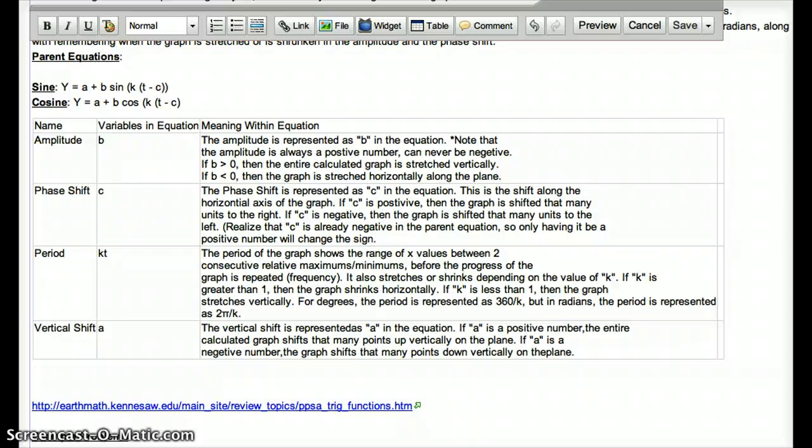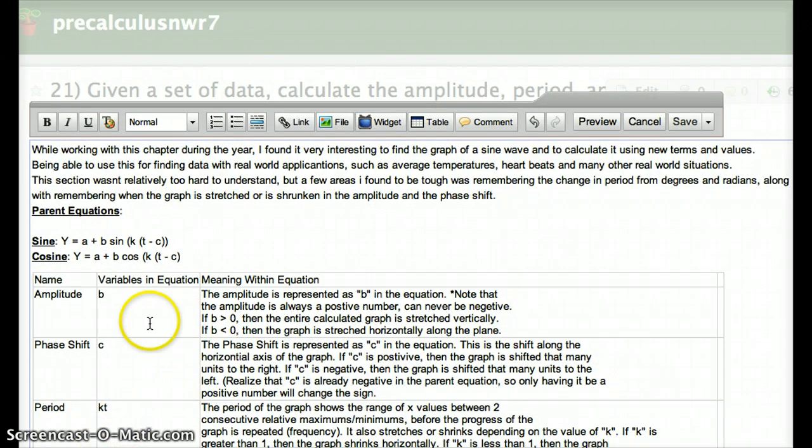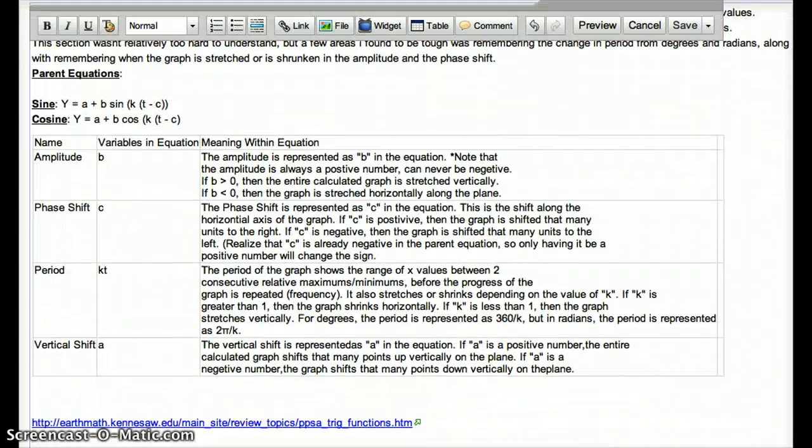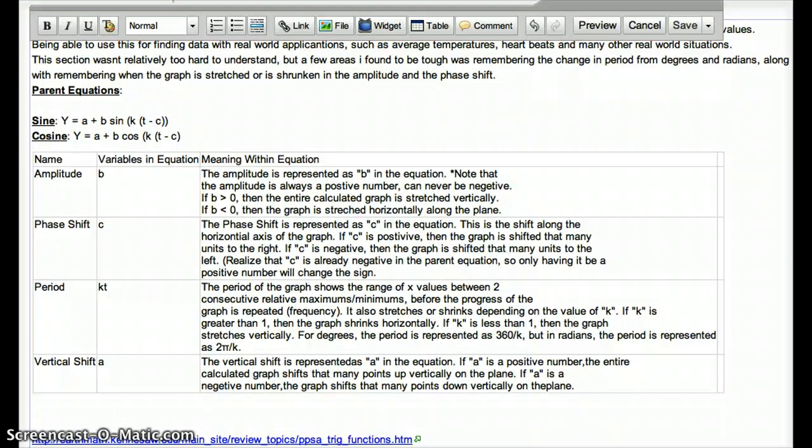This is because if you go back to the sine and cosine parent functions, you can see multiplied by k is t minus c. This represents where in the parent function c is negative. So if c is already negative with a given number, say x minus 4, it will move left 4 spaces. If it's positive 5, then you would switch the negative sign with the positive sign and have it be x plus 5. The period of the graph shows the range of x values between two consecutive relative maxes and mins. As you know, in a sine wave you will receive maximums and minimums, and this is represented through the frequency because it repeats over time.